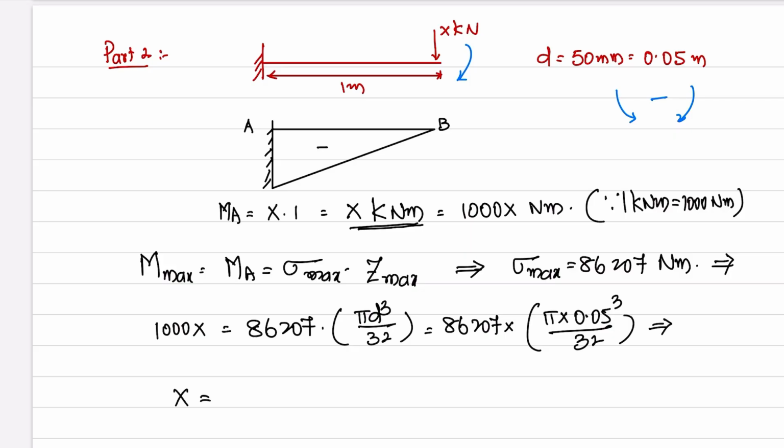That means x is equal to, let us calculate one by one. Very simple, not a tough calculation. Now let us calculate. X is equal to 86207 by 1000 into pi into 0.05 cube by 32. That is equal to pi into 0.05 into 0.05 into 0.05 divided by 32 into 86207 divided by 1000.